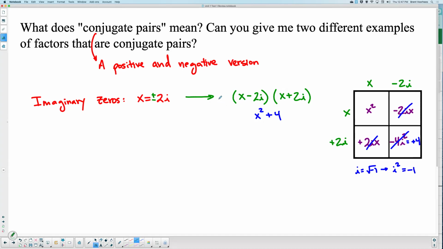These are zeros. I'm just going to put y equals on the front here and y equals in the front there. So you can see that would be the graph that would produce those zeros of 2i and negative 2i. It's a parabola that's been shifted up 4 units. Okay, now it's not just imaginary zeros that have conjugate pairs. What also has conjugate pairs? You remember it started with an i as well.